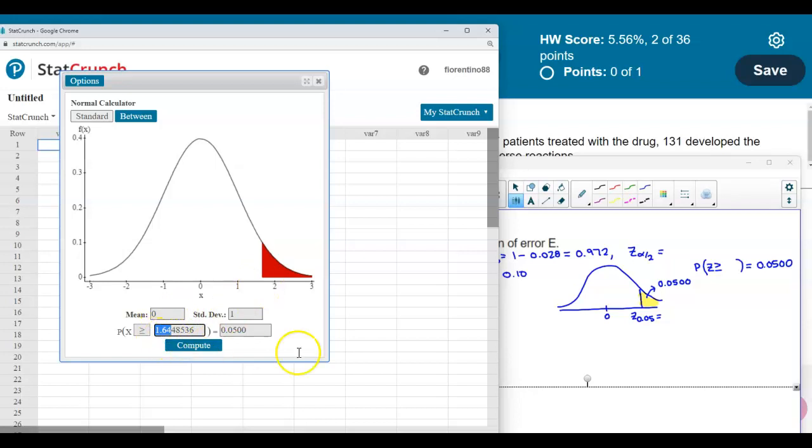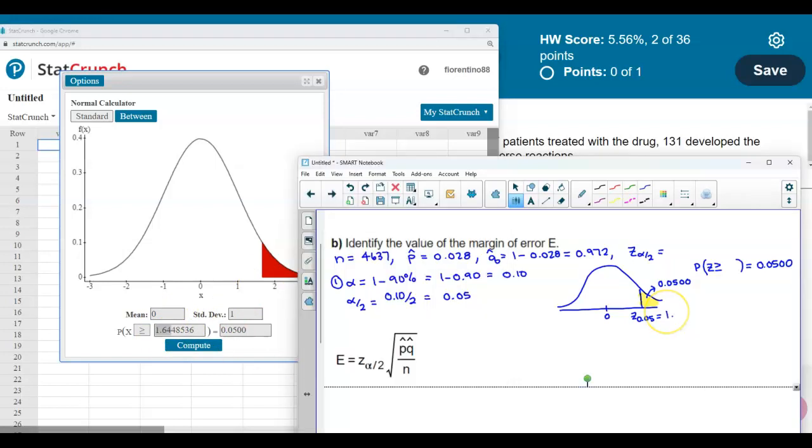And now what is the critical value? Well, the critical value is 1.64. So that's what we get, 1.64 for our critical value. Okay, now we can go ahead and then plug this into our calculator.